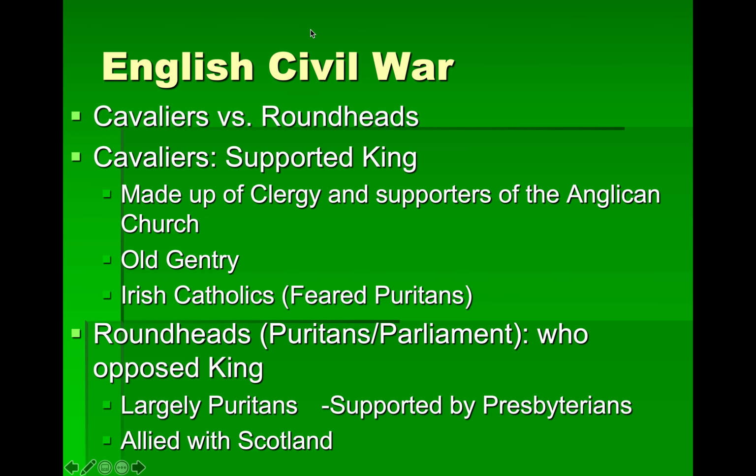The Roundheads are going to be the opposition. This is kind of a coalition of Puritans and the Parliament. These are the people who oppose the king. Puritans are very much going to be a part of this group, Presbyterian Puritans, and we're also going to see the Scots in Scotland support the Puritans and support Parliament.